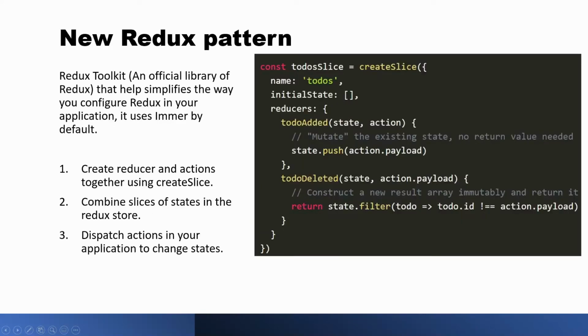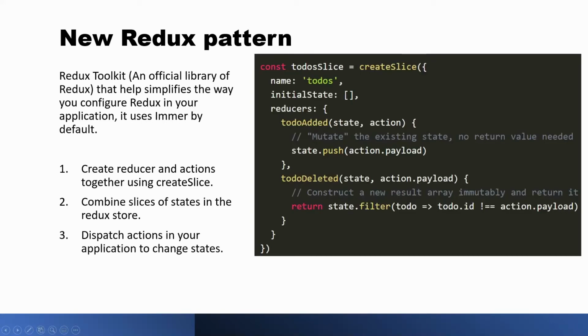With the power of Immer incorporated into Redux, the team introduces a new library called Redux Toolkit that helps simplify the way you configure Redux in your application. It uses Immer by default. What's different about this pattern compared to before is that we used to write reducers and actions separately, and we also configured our store separately. That's a lot of configuration we needed to set up before we started working with Redux. But now with the createSlice API, we can combine the reducers and actions together, and createSlice is configured using Immer, so you can use mutations in your actions to make immutable changes.